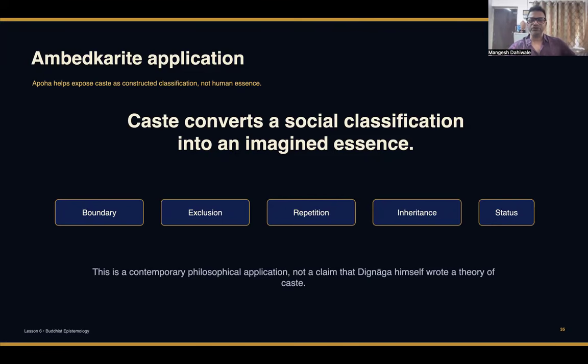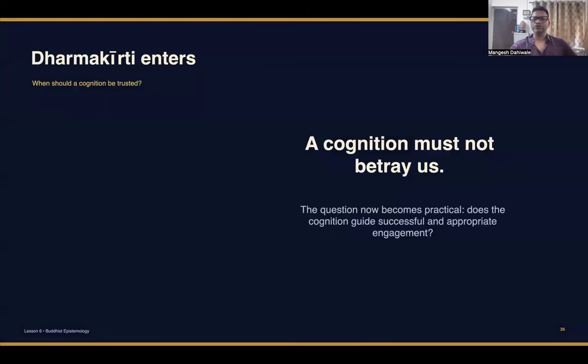This is a contemporary philosophical application, not a claim that Dignaga himself wrote a theory of caste. But we can use this theory of labeling, exclusion and non-exclusion, how we create the linguistic categories, how we create the conceptual categories. There is nothing inherent in that. And we can use it to understand the theory of caste as well. So, Dharmakirti, this is a very heavy lesson. I will request you to go through this lecture again and again. I have done it many times. It's very difficult to communicate as well.